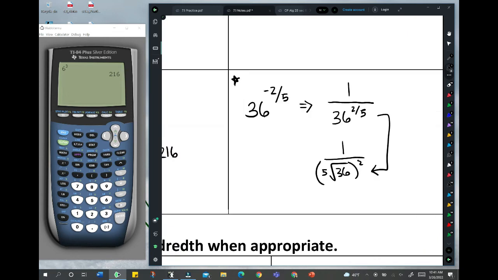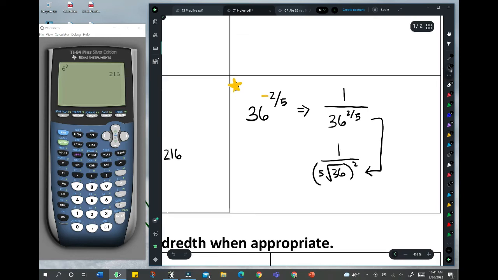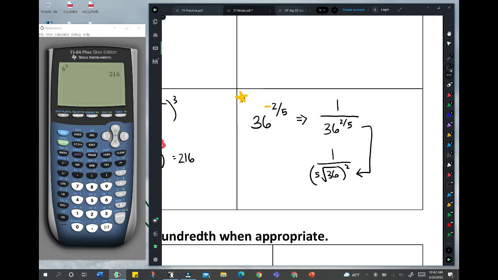Negative exponents do not mean negative numbers. They mean the denominator. So soak that in. Definitely have that written down, and we'll do some more examples here. Okay.